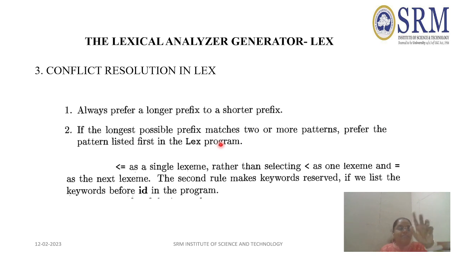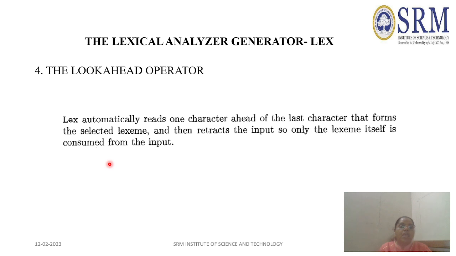The first pattern is less than, but it is not defined immediately with equal to; the equal comes in the next step, but the next step is less than or equal to, which is the first pattern. So we have to consider this as the longest prefix of less than or equal to. Clear? And now the look ahead operator. What is a look ahead operator?